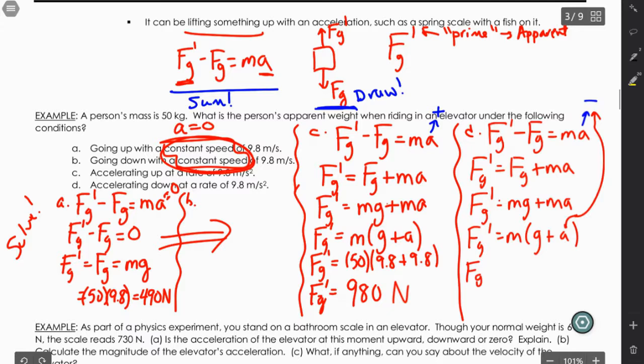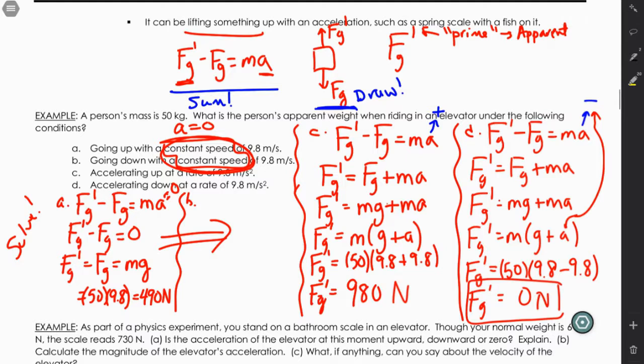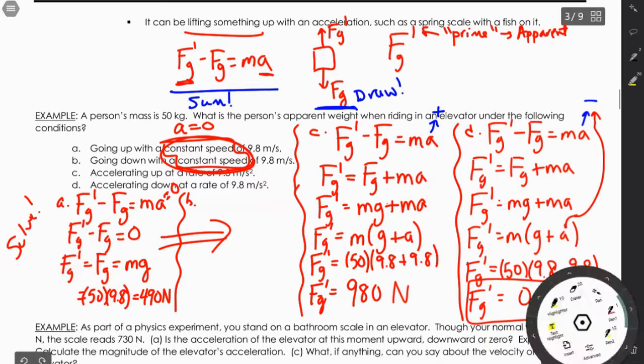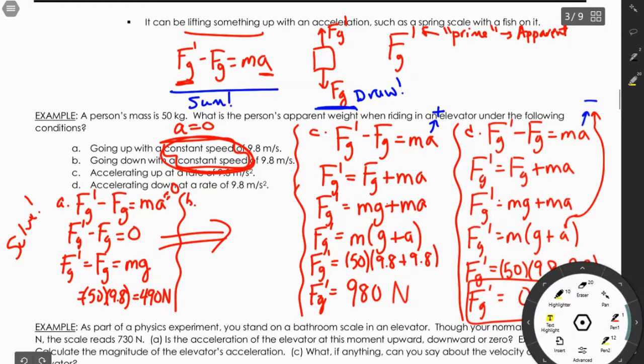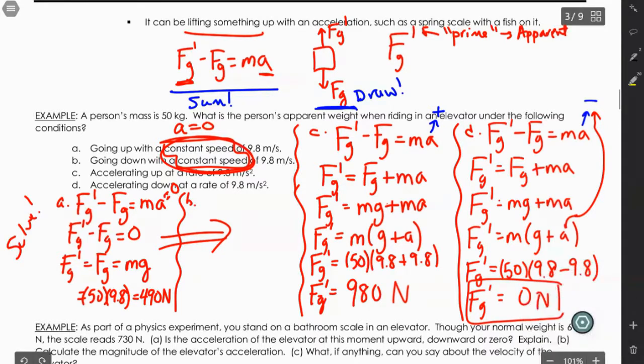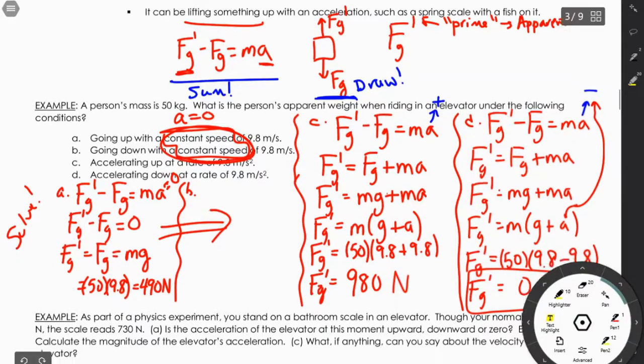So we're going to do Fg prime equals 50 times 9.8 minus 9.8. Well, that's easy. 9.8 minus 9.8 is 0, which makes my apparent weight 0 newtons. So if I accelerate opposite my direction, I'm going to feel weightless, okay? If I go at the same rate. And so when we talk about upward and downward in this situation, we're talking about the opposite or the same direction as the velocity, okay?